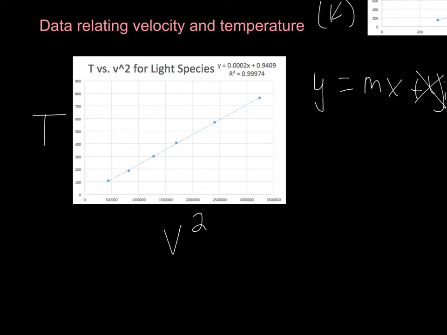Now I'm going to replace the variables with the variables of my graph. So y is temperature. M is some number that I'm going to try to figure out some information about. And x is velocity squared. So at this point, what would be interesting to see is if I graphed temperature versus kinetic energy, do you think I would get a linear shape? So think about that, pause the video, and try to think. If I graph temperature versus kinetic energy, would I get the same shape as this graph?